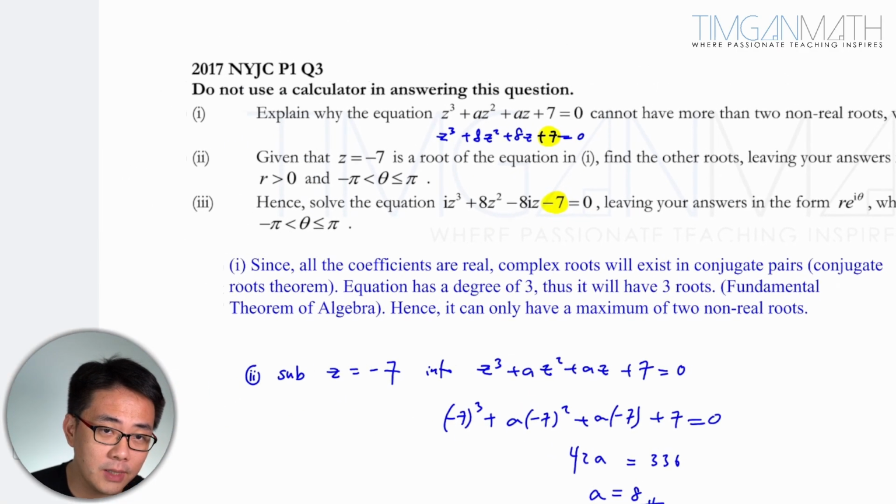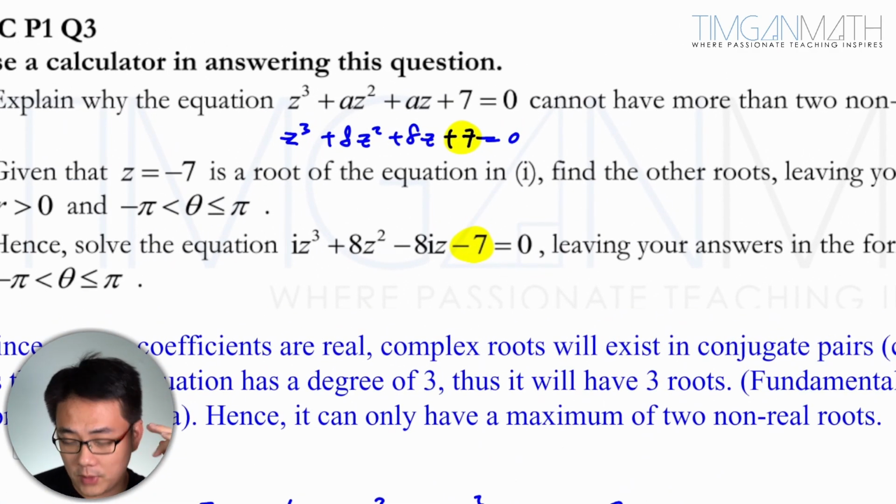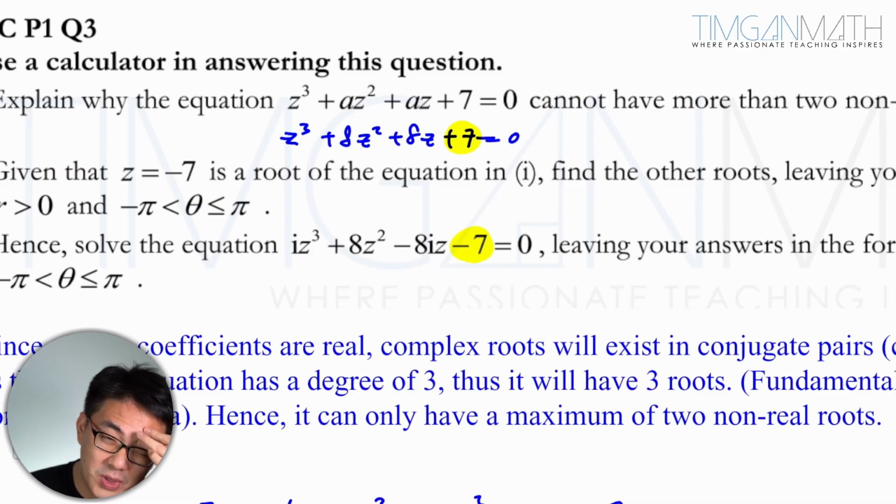Repeat, change this to positive. And especially for complex substitution, what you need to know is i squared is negative 1, i cubed is negative i, and i to the power 4 is 1.